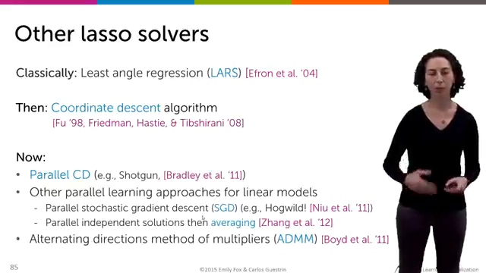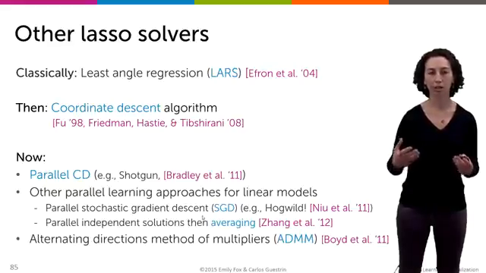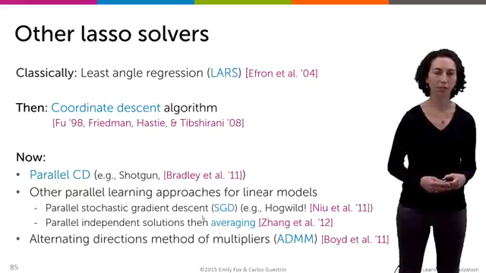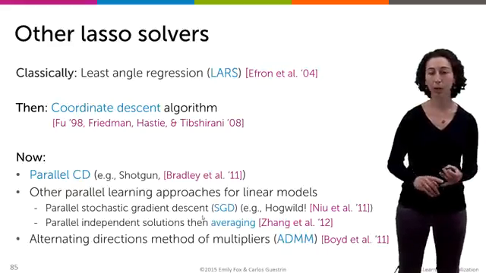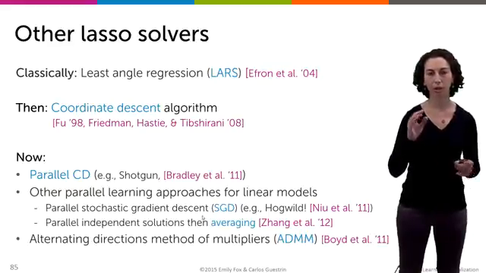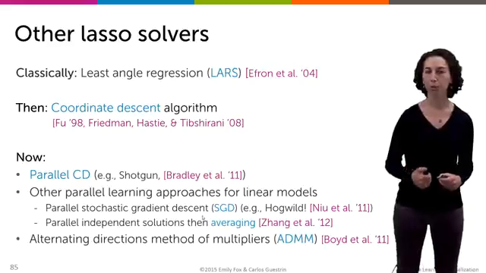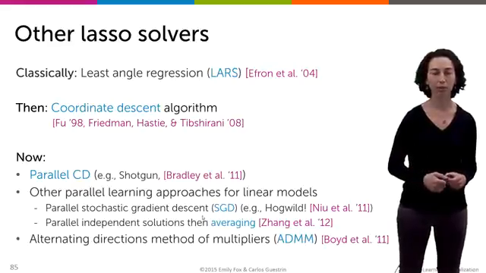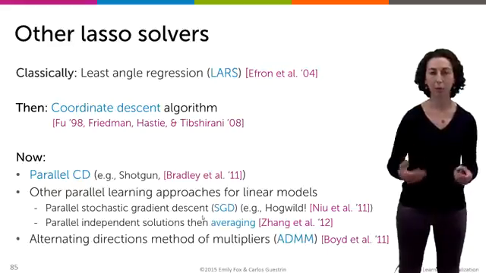But more recently, there's been a lot of activity in the area of coming up with efficient, parallelized, and distributed implementations of lasso solvers. These include a parallel version of coordinate descent, other parallel learning approaches like parallel stochastic gradient descent, or thinking about this kind of distribute and average approach that's fairly popular as well. And one of the most popular approaches specifically for lasso is something called alternating direction method of multipliers, or ADMM. And that's been really popular within the community of people using lasso.